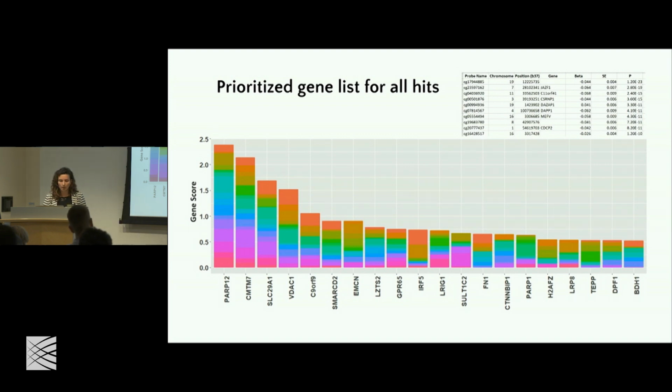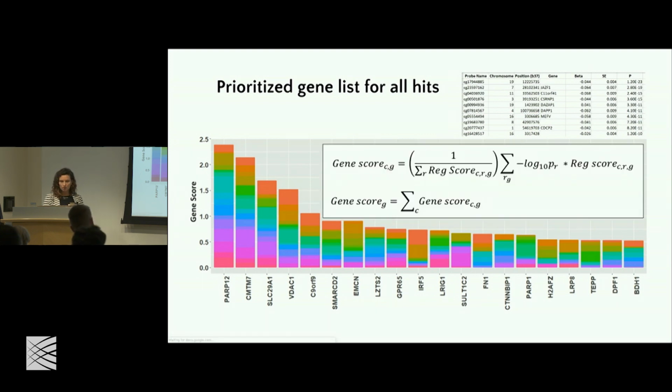So here we take the full list and we see how these probes contribute to the gene expression variation across tissues, across genes. This is done by computing this gene score, which is essentially the information about how important this probe is for the phenotype that we care about, weighed by the regulation score that I just described. So the gene score will be a sum across cancers, across tissues.